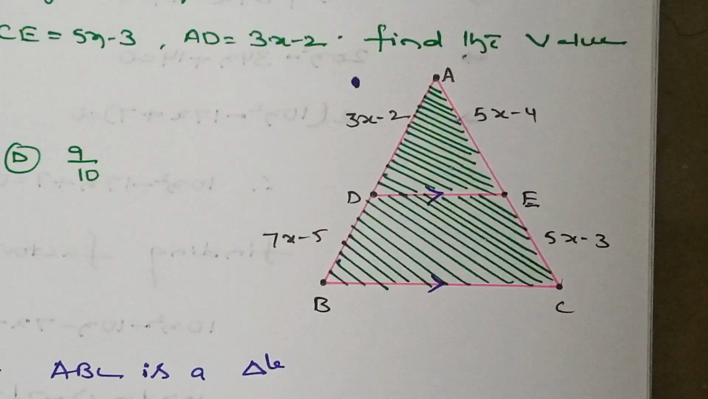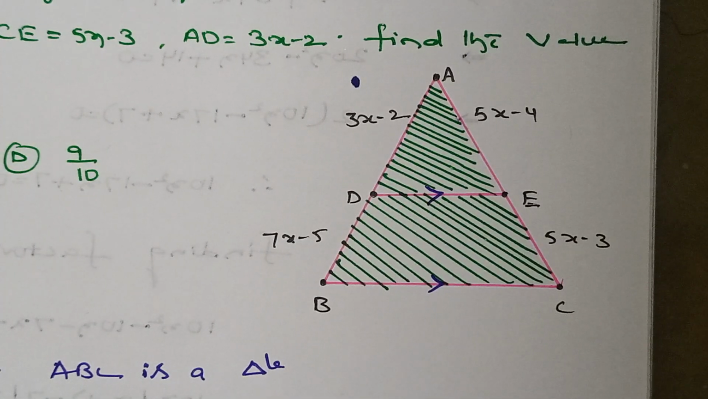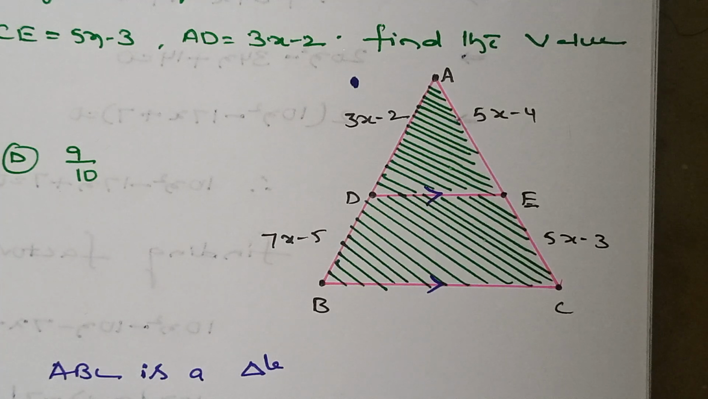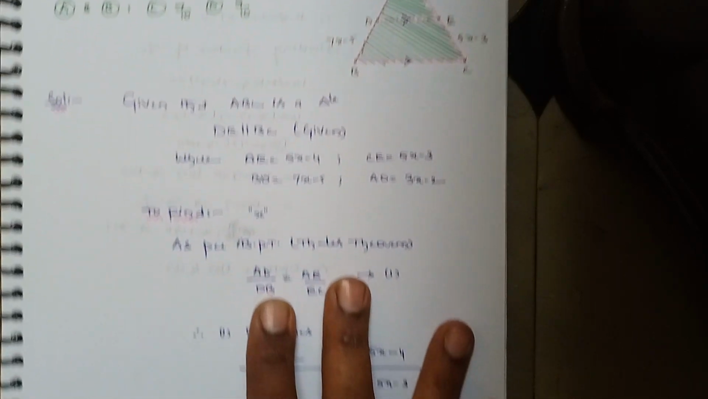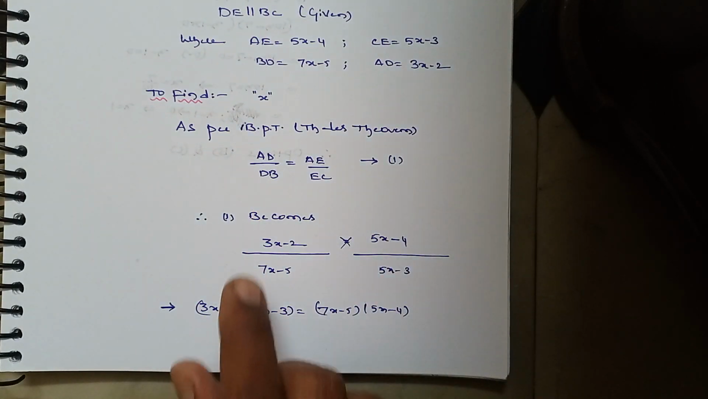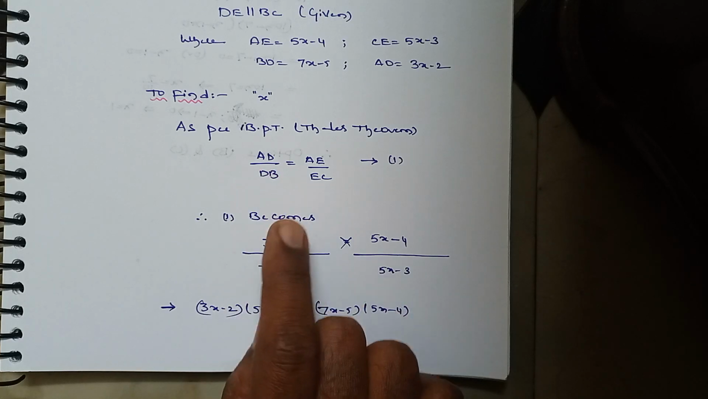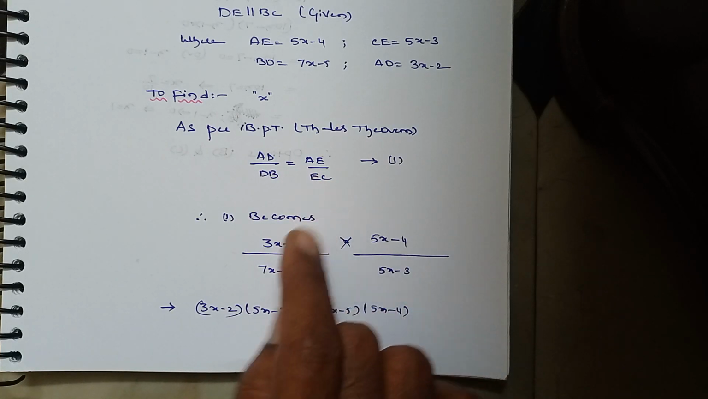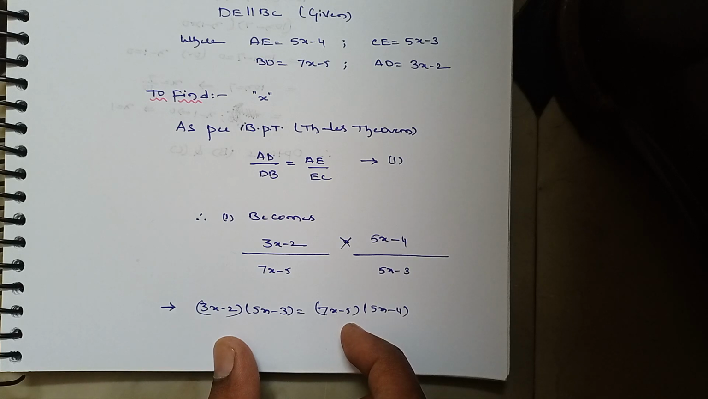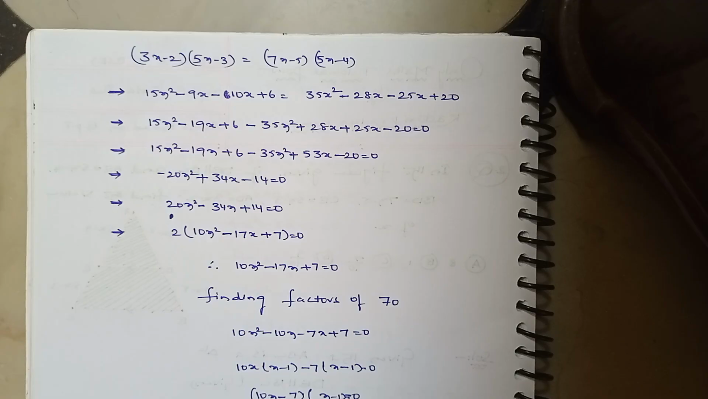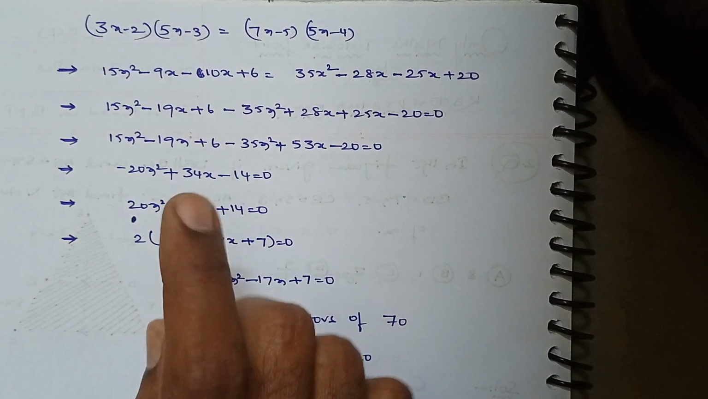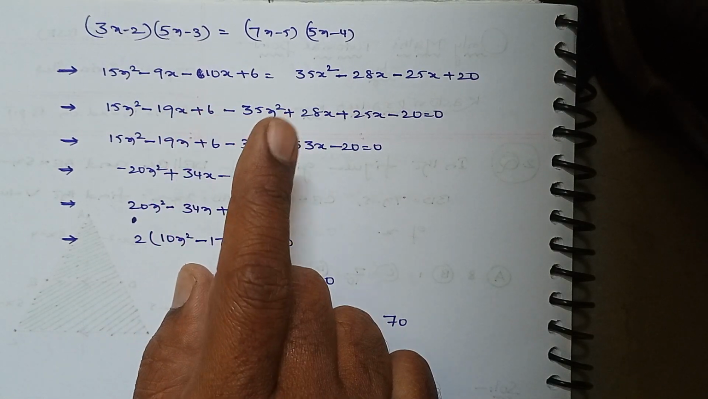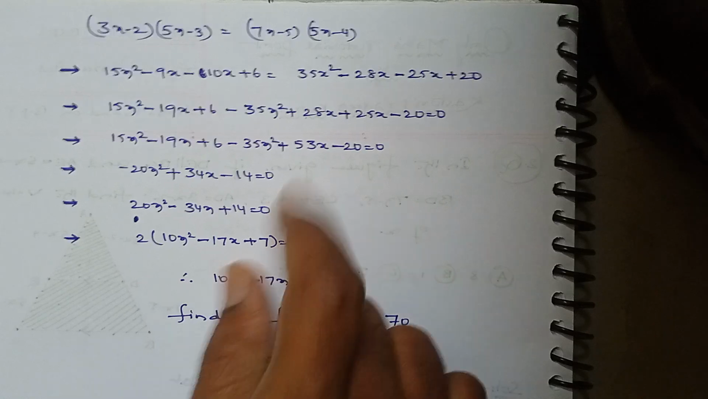Now substitute the values. What is AD given, what is DB, what is AE and what is EC. Substitute all the values and simplify. So simplify guys. 3x minus 2 into 5x minus 3 equal to 7x minus 5 into 5x minus 4.